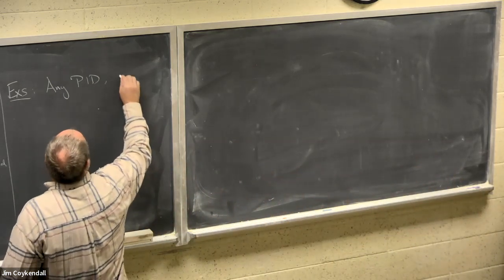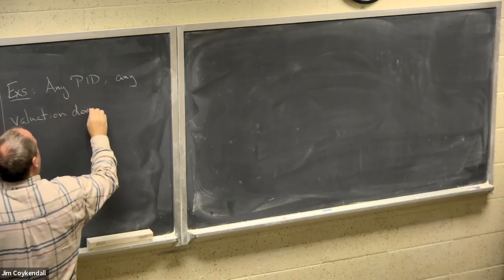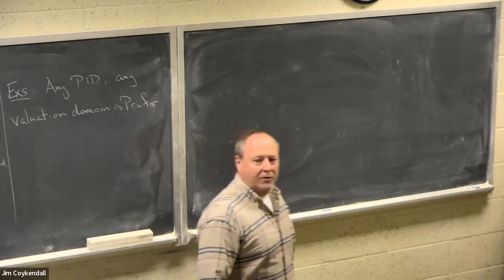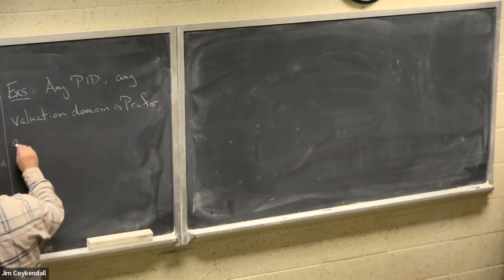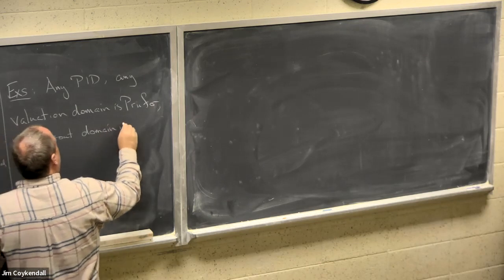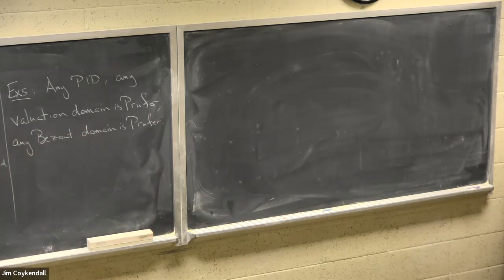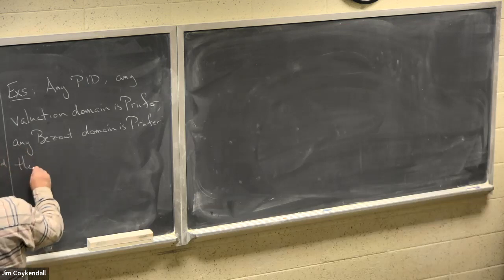So the first thing I would say is any valuation domain, because in a valuation domain, every finitely generated ideal is principal. And somebody said Bezout over here, and that's even better. Any Bezout domain. Well, of course, now you might be a little upset, because let me give you some more. So any PID, any valuation domain, the ring of entire functions.